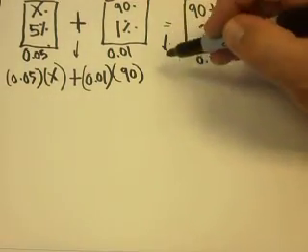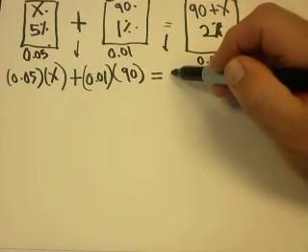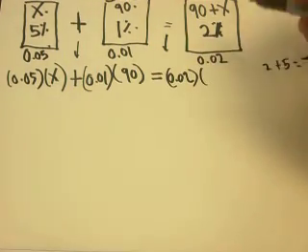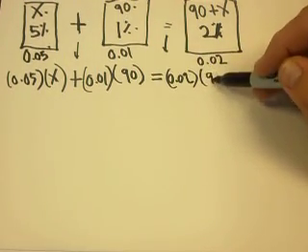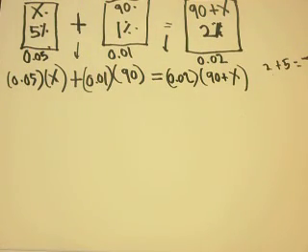And then I bring down my equal sign. See how we're turning the visual into an equation. And then I've got 0.02, and I'm going to multiply it by 90 plus x. So now it looks more like an algebra problem.